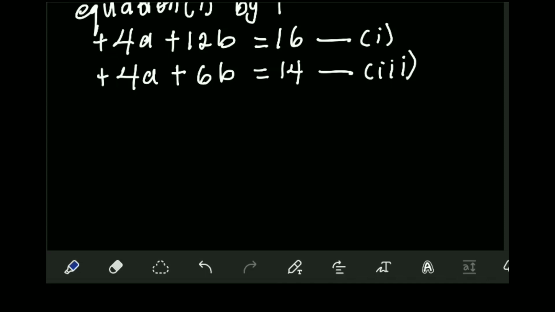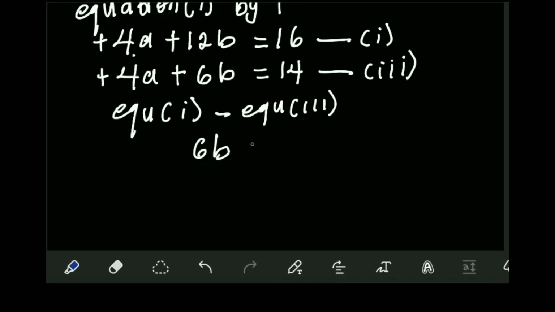And it does not matter which equation you subtract from the other. You can either say equation 1 minus 3, or equation 3 minus 1. All you need to do is stick to the rule that ensures you are subtracting like terms. So I want to go with equation 1 minus equation 3. So 4a minus 4a is 0, plus 12b minus 6b is 6b, equals 16 minus 4, which is 12. The coefficient of b is 6, so b equals 2 over 6, which gives us 1 over 3.